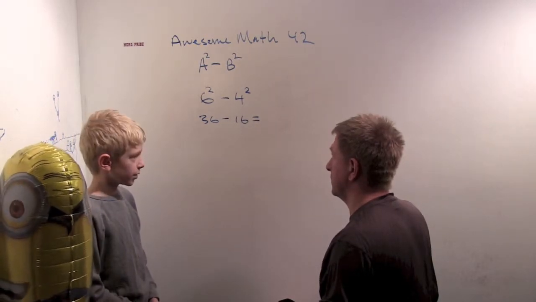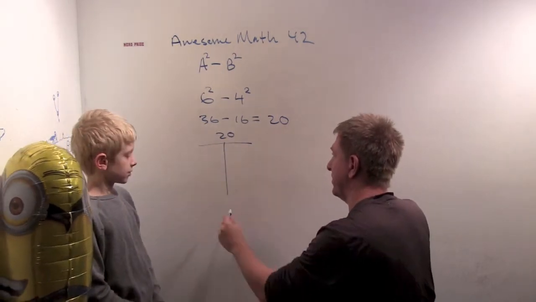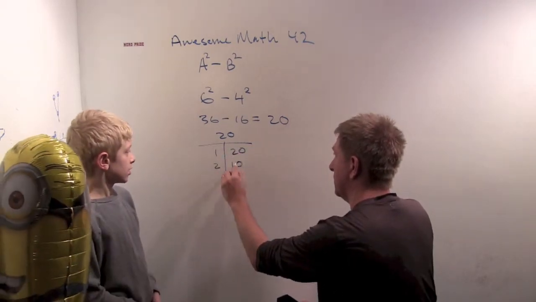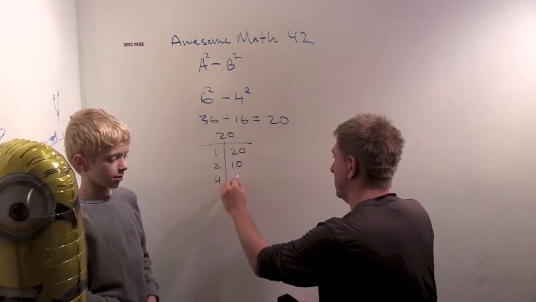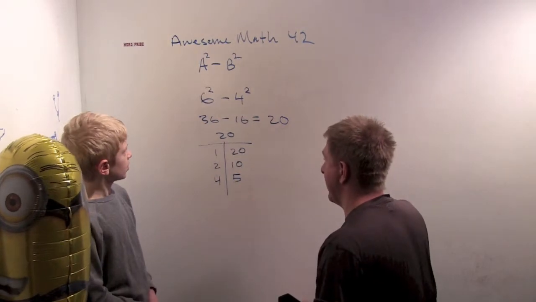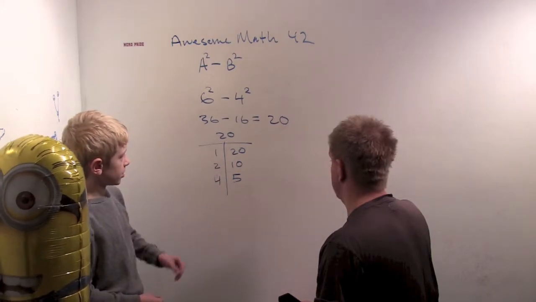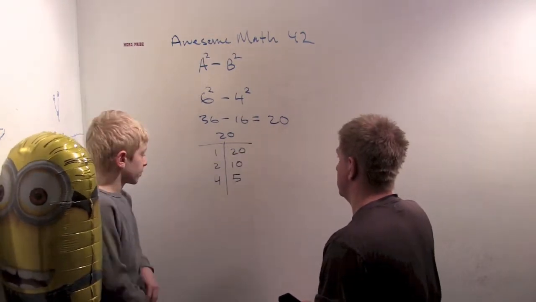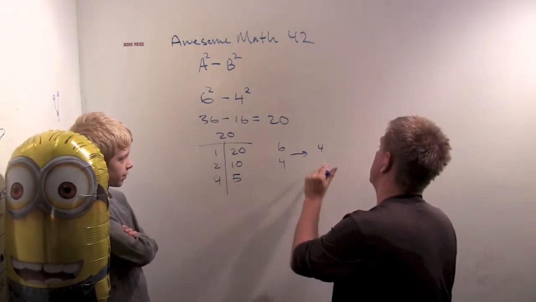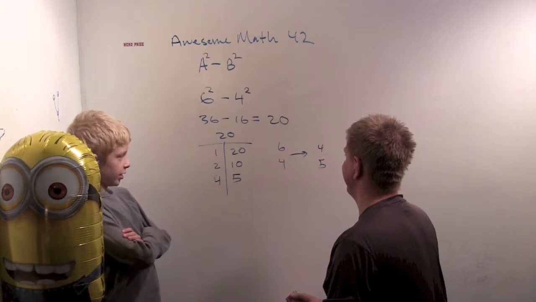20. Okay. And if we make a list of the divisors of 20, what do we get? 1, 20, 2, and 10, 4 and 5. And then that's it. All right. Can we relate 6 and 4 to any of these? If we put 6 and 4 there, and then 4 and 5 there, it doesn't really seem to relate to anything.